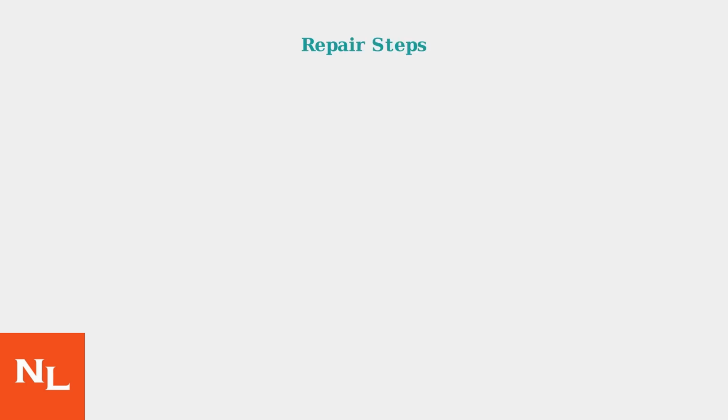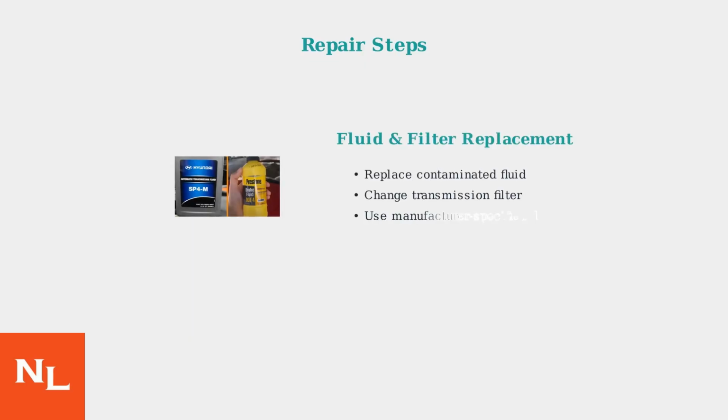Once you've diagnosed the D-light issue, several specific repair steps can resolve the problem. We'll cover the most common repairs and their success rates. First, if your transmission fluid is contaminated or old, replace both the fluid and filter. This addresses many D-light issues caused by poor fluid quality.